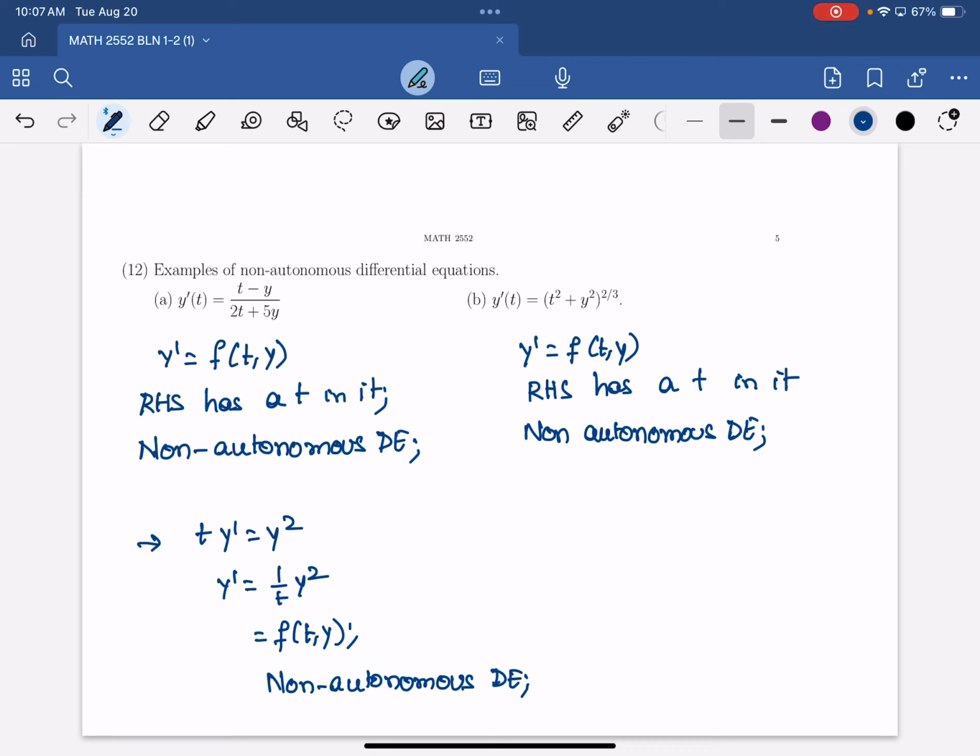Could you explain why A is nonlinear again? This one, the t y prime equals y squared? No, A, the first one. It is non-linear because the denominator is 2t plus 5. Okay, there are multiple ways you can explain it. One way is I cannot write it in the form of y prime plus p of t times y equals q of t. I cannot write it in that form. And that's why it's non-linear.